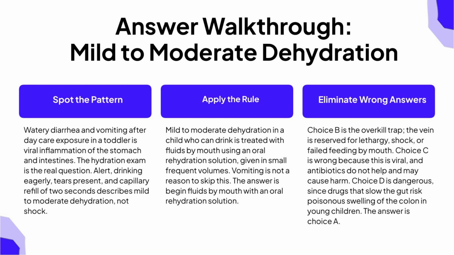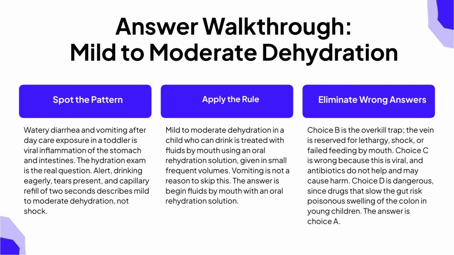Watery diarrhea and vomiting in a toddler 2 days after daycare is viral inflammation of the stomach and intestines, the most common cause by far. But the real question is not what caused it. It is how dehydrated is this child. Alert, drinking eagerly, tears present, and capillary refill of 2 seconds is textbook mild to moderate dehydration. This child is not in shock.